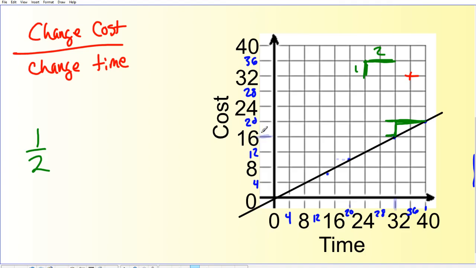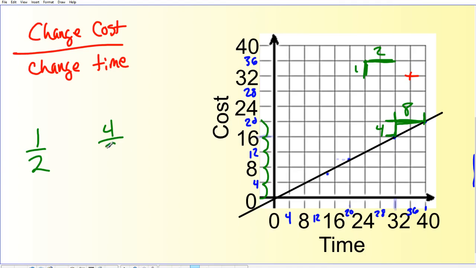How far up did we go? Well, 16 to 20 is up 4. We went up 4 units. It's 1 box, but look, each box is 4. 4, 8, 12, 16. We're counting by 4s. Here, I went from the number 32 minutes up to 40 minutes. How much of a change is that? That change is 8. Okay. So I went up 4 units over 8.